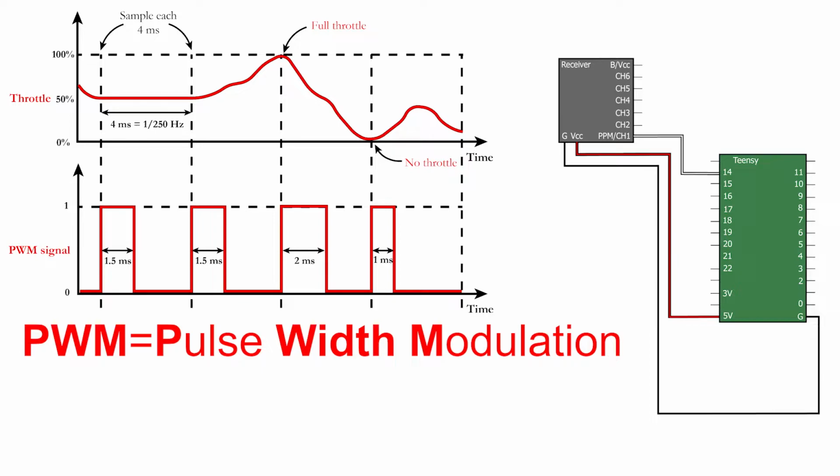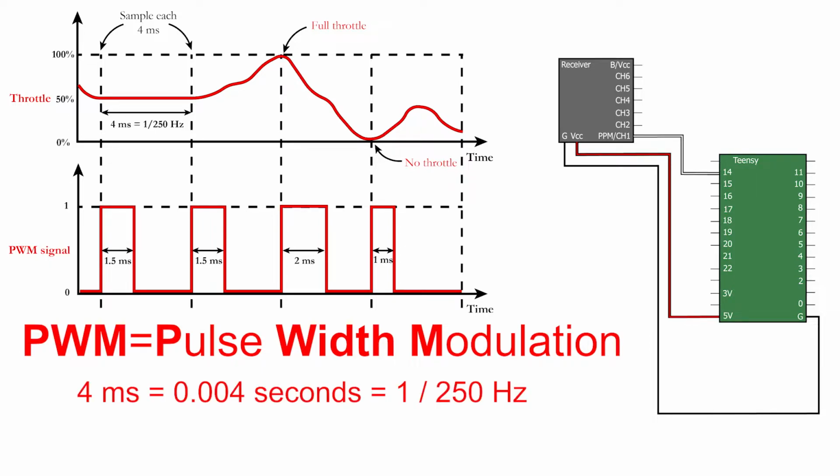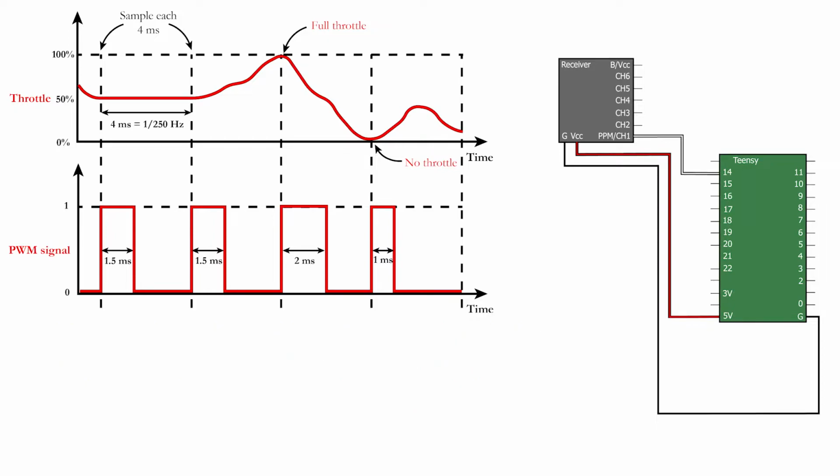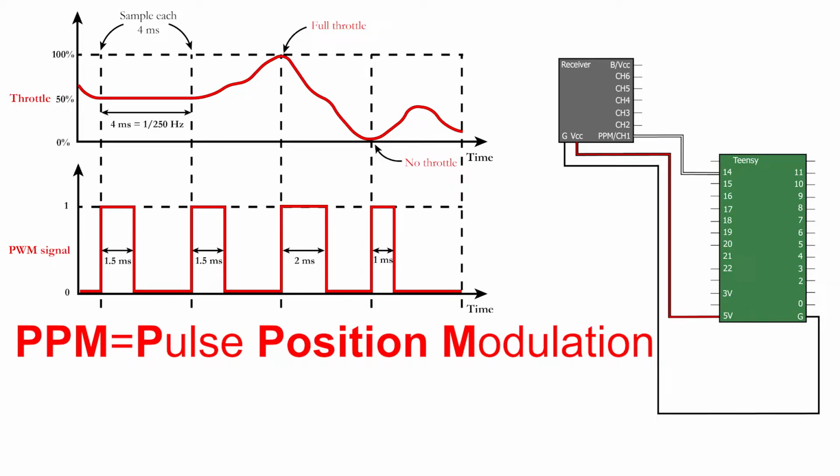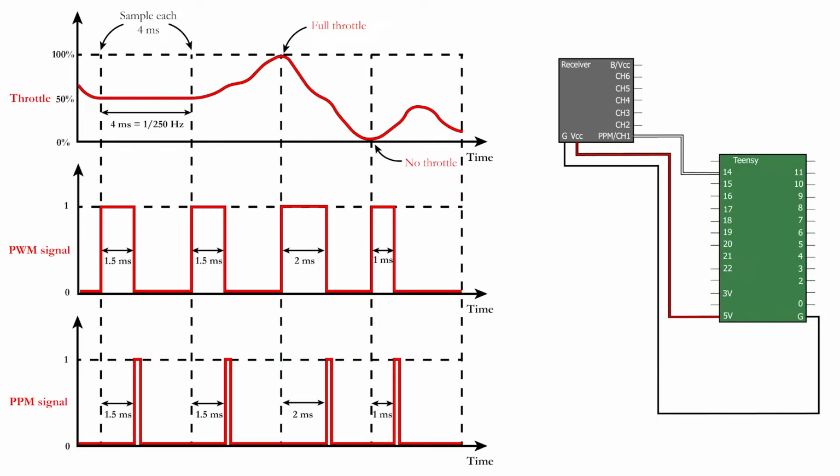The PWM frequency of most receivers and ESCs is 4 milliseconds, or 250 Hz, meaning that your signal repeats itself every 4 milliseconds with a length that corresponds to your command. A second communication method is PPM, or pulse position modulation. With PPM, you transfer the same information by using the position of the signal in time instead of the width. The width stays the same each time.